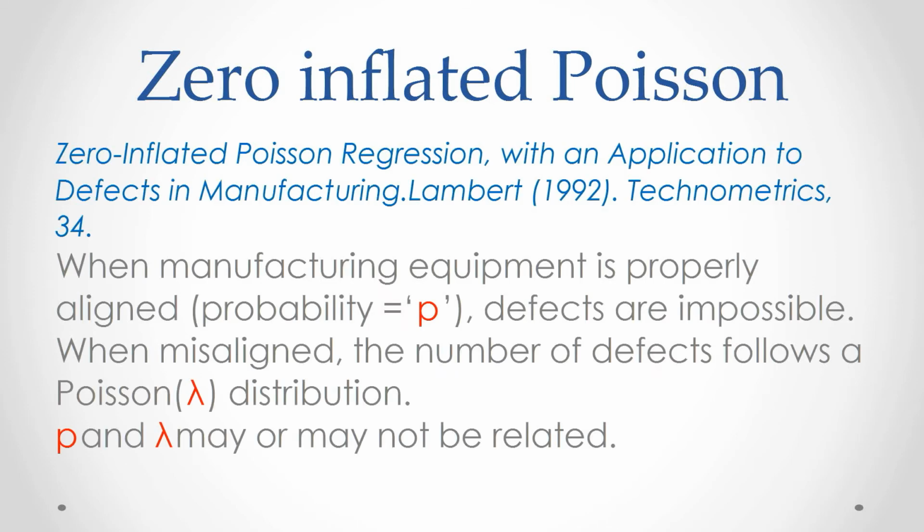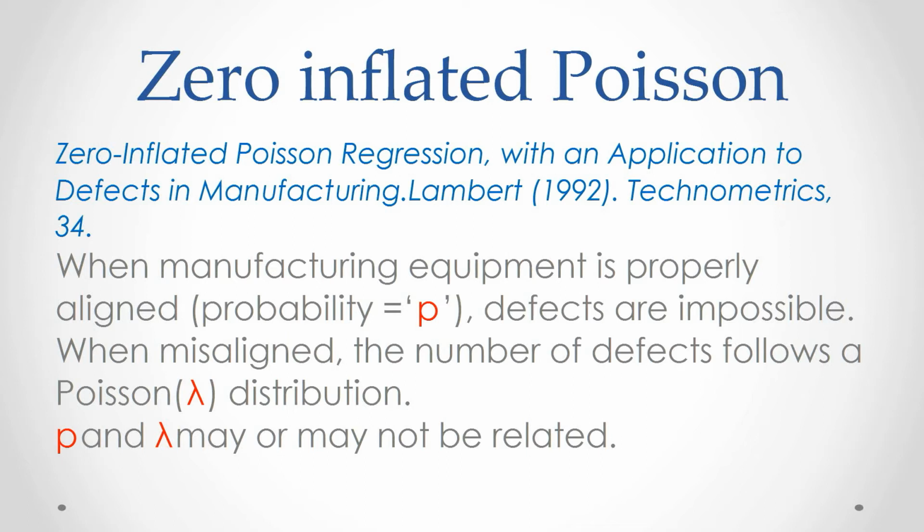A seminal paper for zero inflated Poisson regression is due to Lambert, 1992, which looks at zero inflated Poisson regression with an application to defects in manufacturing. It was published in Technometrics. Now, zero inflated Poisson regression is a model intended for count data where zeros are in excess of what would be expected if the data followed a Poisson distribution.